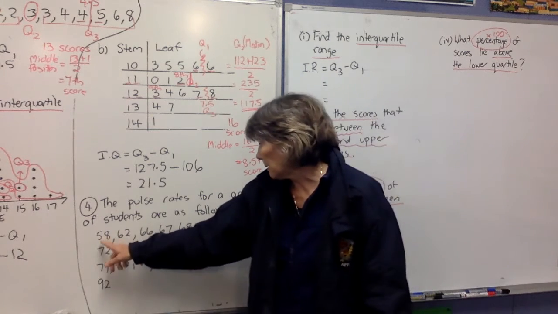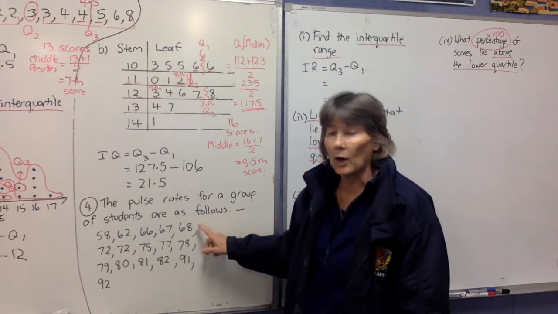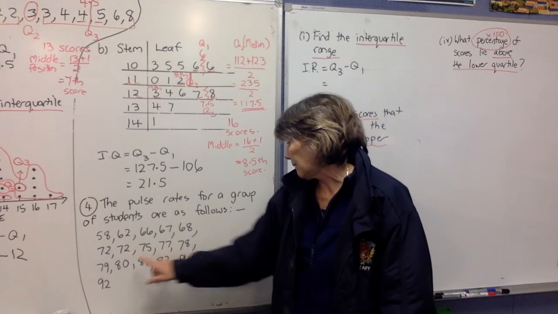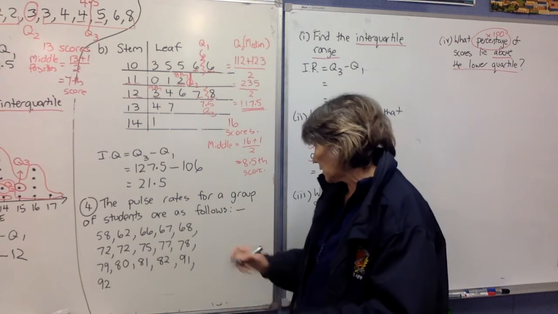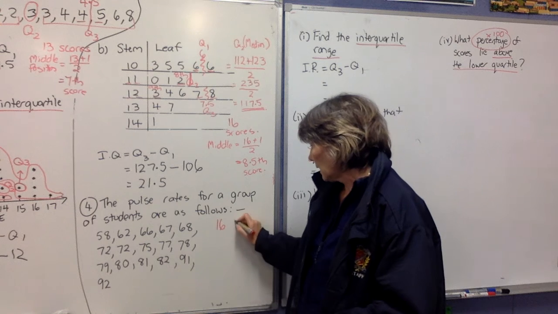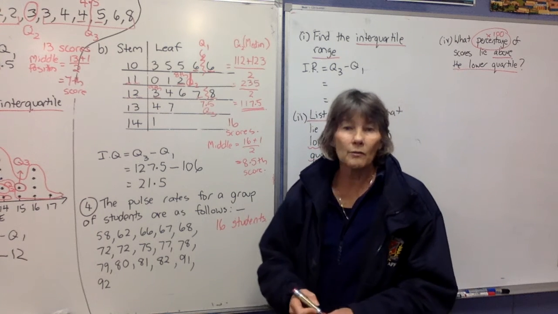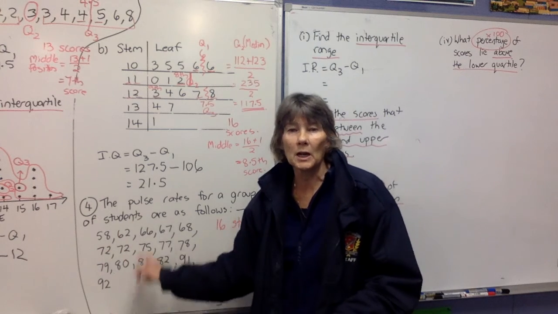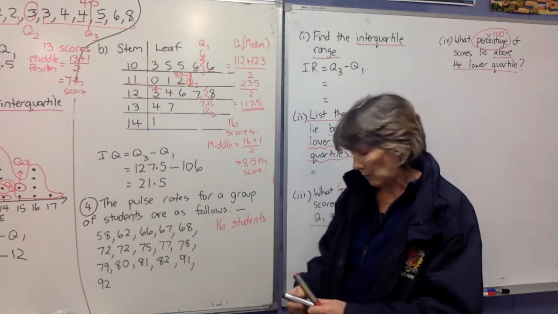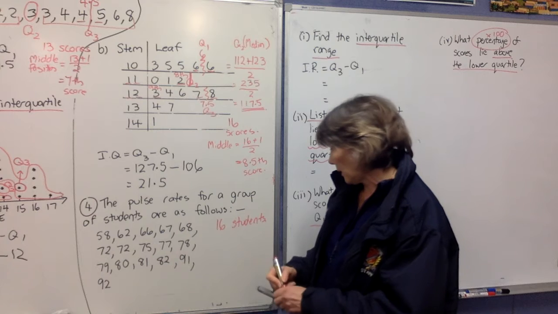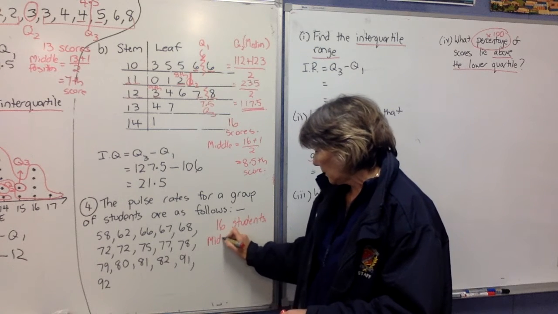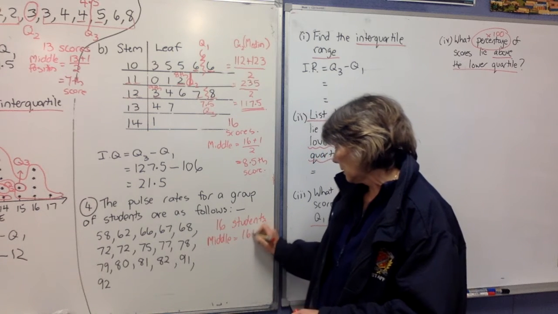So we count up how many. I've organised them in groups of 5 here, so there's 5, 10, 15, there's 16 students. Right, so we've got 16 students in our group. You can find your median by crossing off the first and last, second and second last, and keep going if you want to. I'm doing it the way I told you, but if you want to do it the other way, you can.